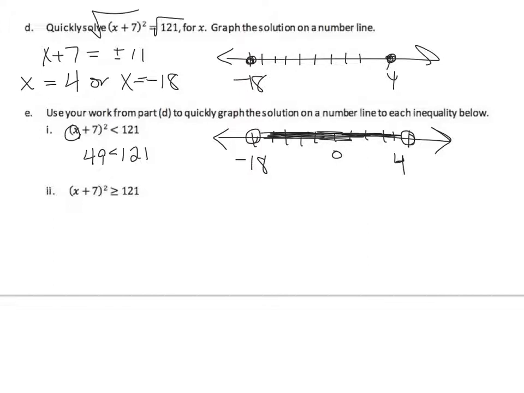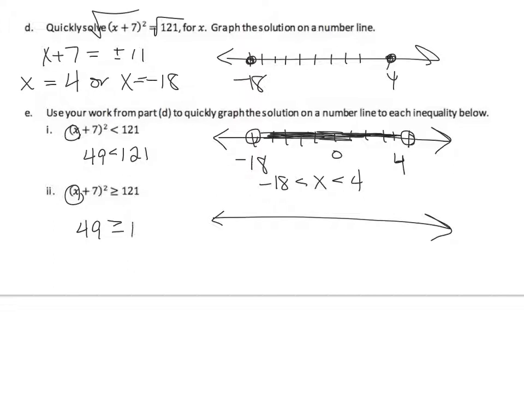Let's go ahead and quickly plug in a 0 again. Oh, we should give our answer here. Negative 18 is less than x, which is less than 4. Plug in 0, and I get 7 squared, which is 49, is greater than or equal to 121. Is that true? No, it is not true. So I cannot shade 0 as part of my solution. I need to shade where 0 is not included. And this would be x is less than negative 18 or x is greater than 4.